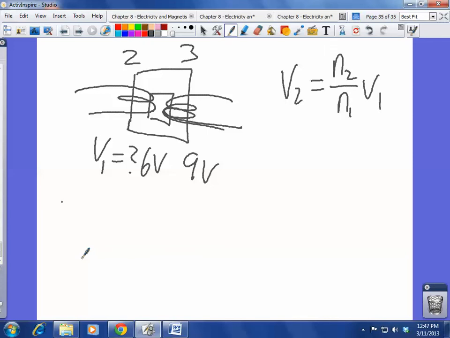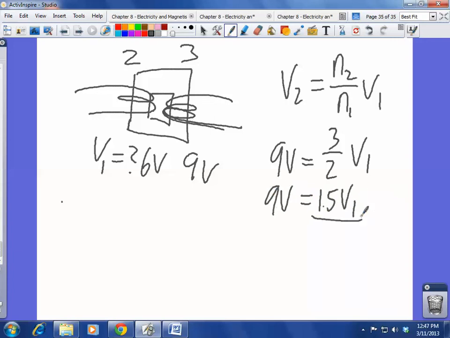So if we plug this in, here we knew our output voltage. We knew 3 over 2 times V1. So 3 over 2, that's just 1.5 times V1. So if we divide both sides by 1.5, we get that our V1 is 6 volts.